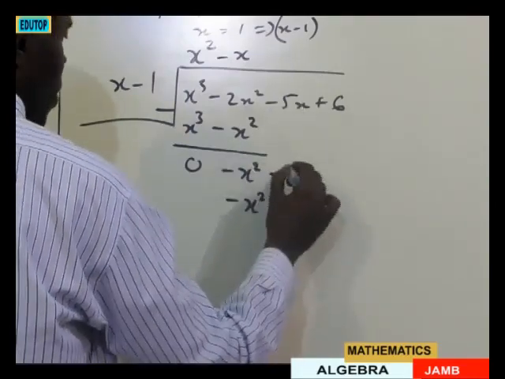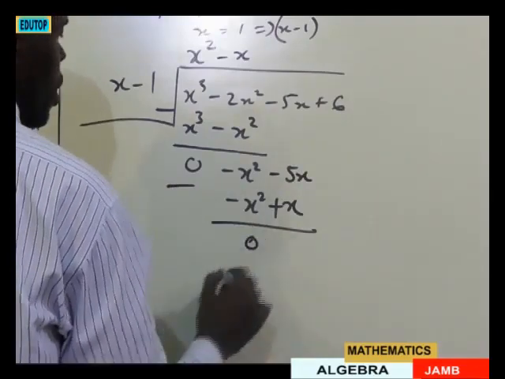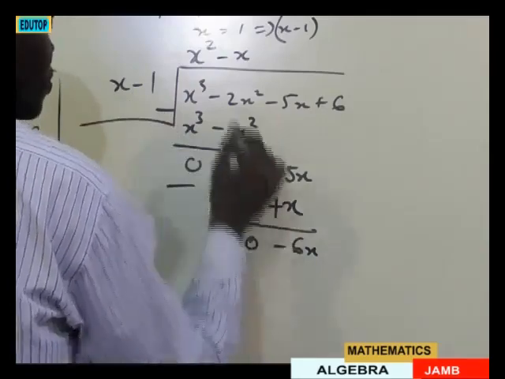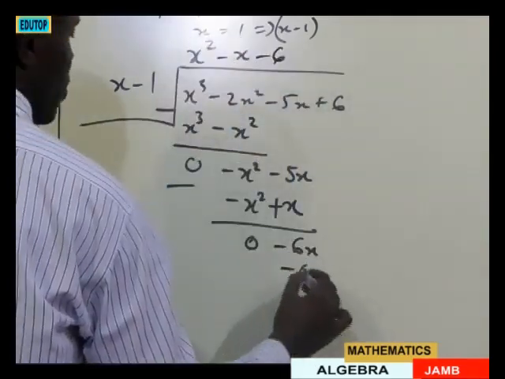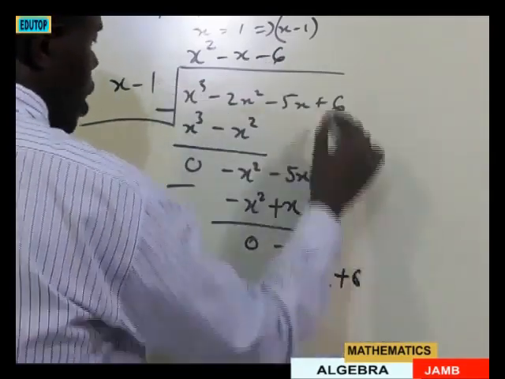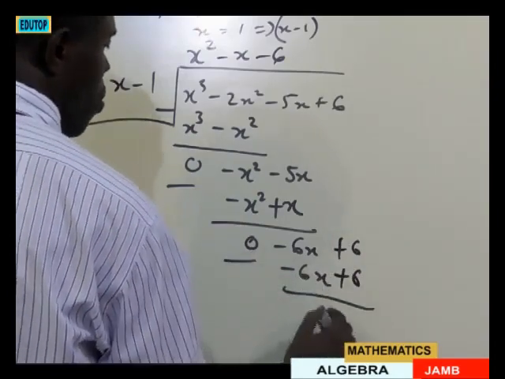Then you bring this one down, minus 5x. Then we subtract again. This one becomes 0 again. Then this one becomes minus 6x. Minus 6x divided by x gives minus 6. Minus 6 times this, minus 6x. Then minus 6 times this, plus 6. And bring this plus 6 down. And it produces 0.